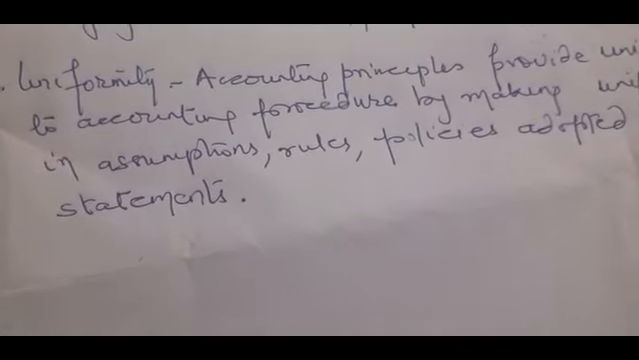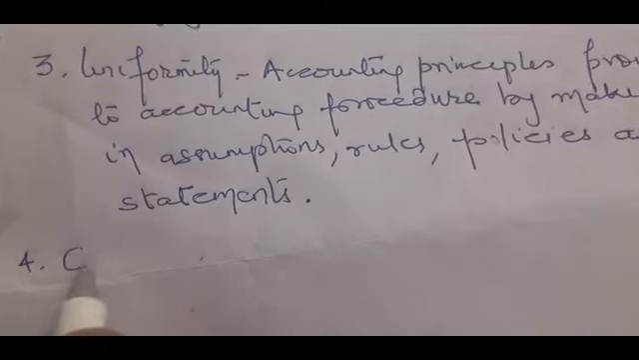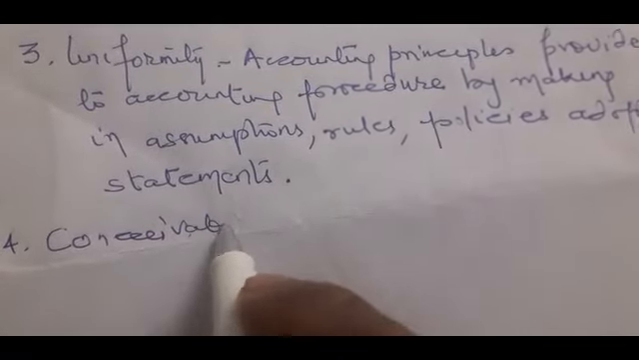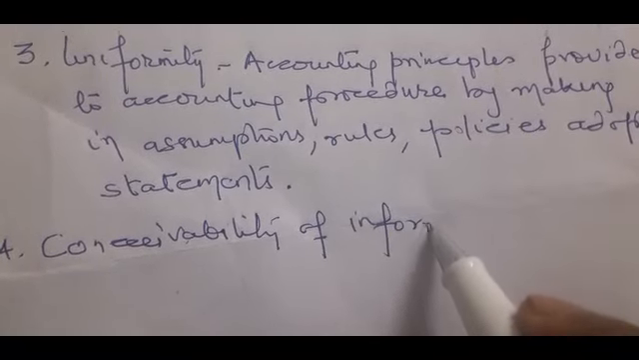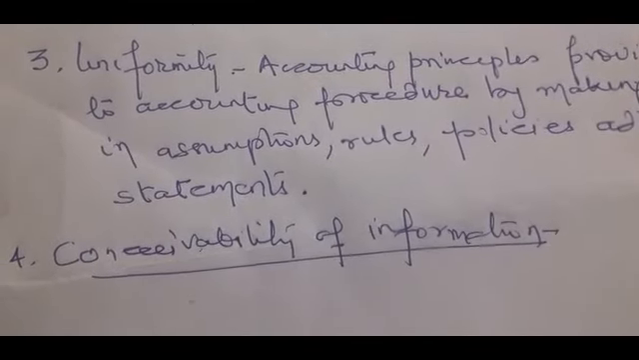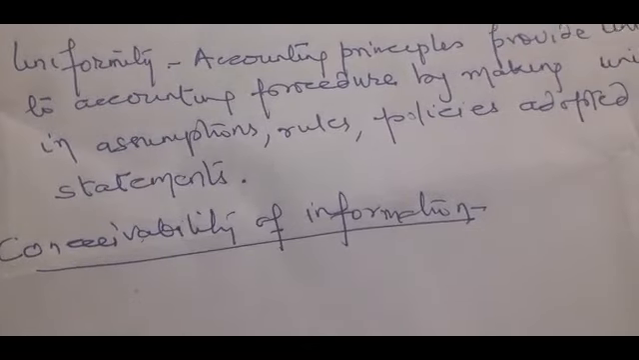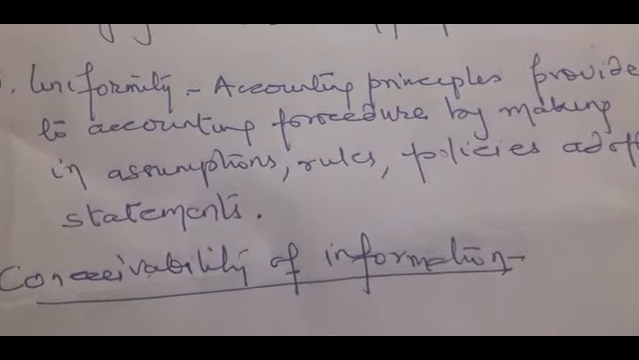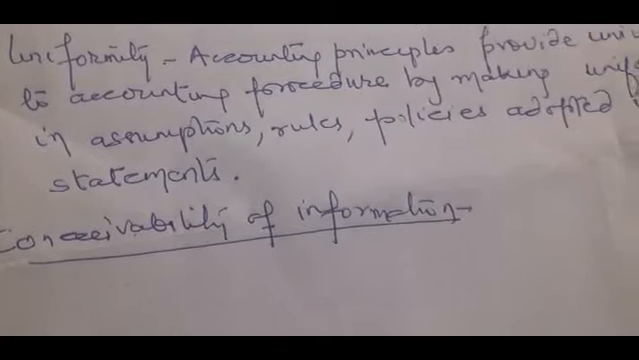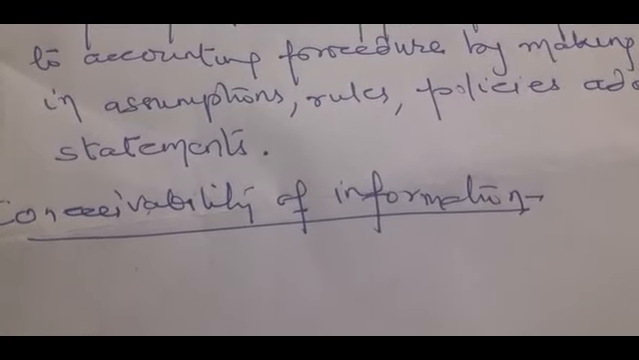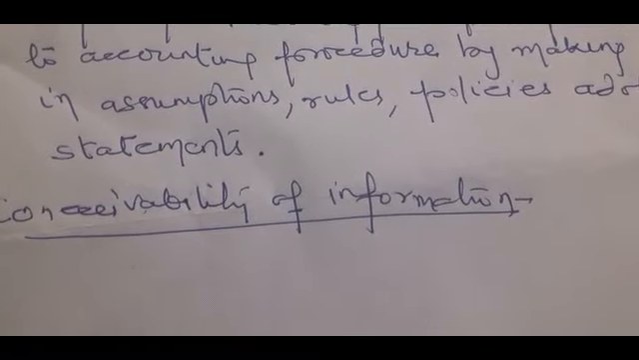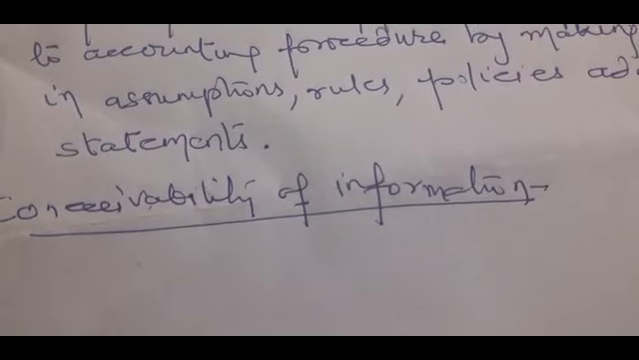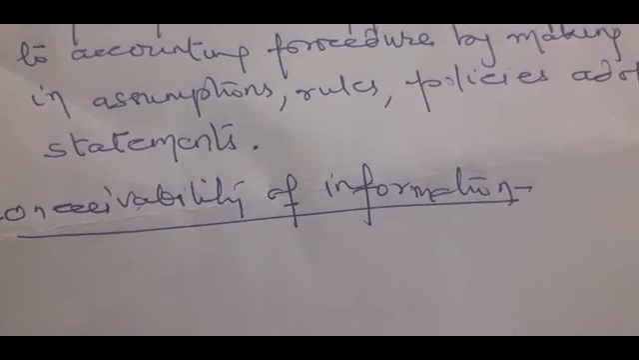Number 4 is credibility of information. The information provided by the accounts, which are prepared on the basis of these accounting principles or following these accounting principles, is very reliable and easily understandable by everyone. So when the accounts are maintained keeping in view the accounting principles, the accounting information is very, very reliable.